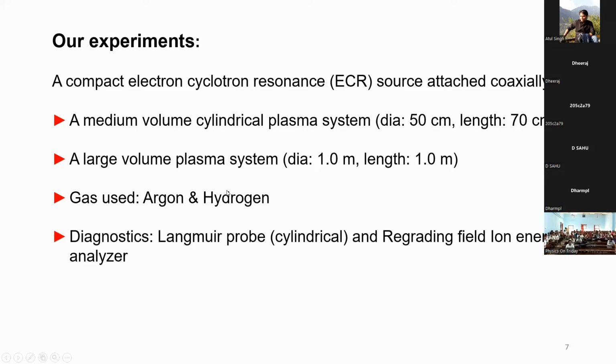And we utilized two gases: one is argon gas, another is hydrogen gas. And since there is plasma, we have to do plasma diagnostics, plasma characterization. As I mentioned, we have to find the temperature and the plasma density. Here there is a typo: we use a retarding field ion energy analyzer, with which we measure the ion energy. So the ion velocity can be measured.